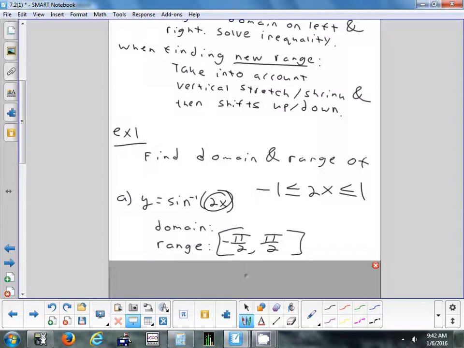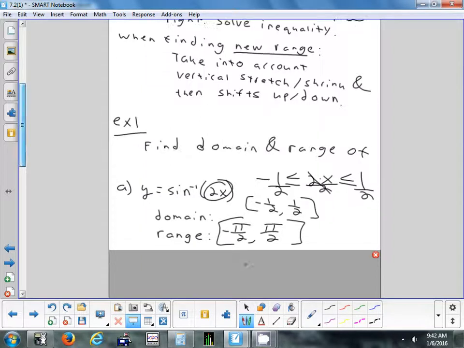So how would we get x by itself here? Divide by 2. So divide by 2, divide by 2, divide by 2. So now x is not between negative 1 and 1. What's x between now? Negative a half and a half. Yep. And that's it. That's my new domain. Negative a half to a half.